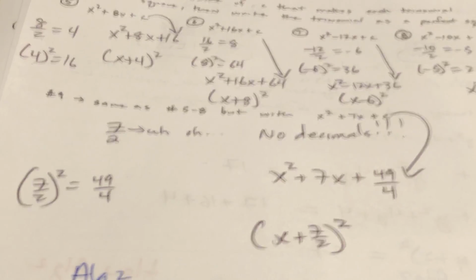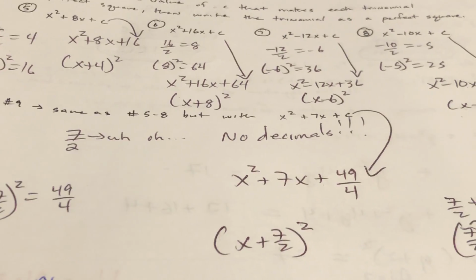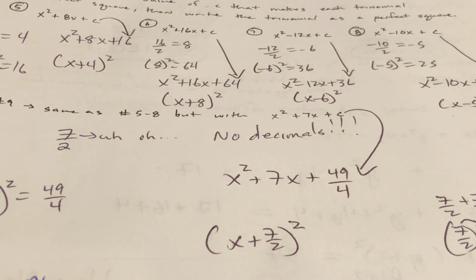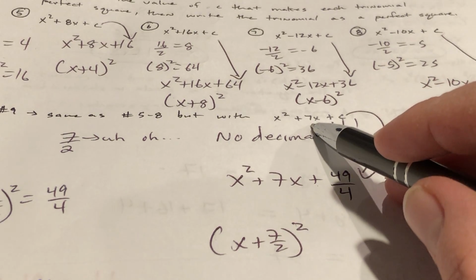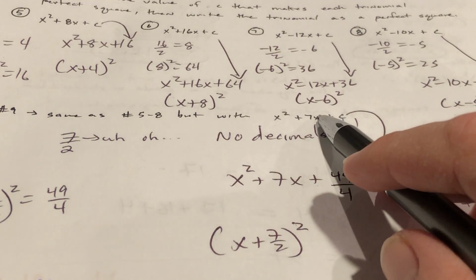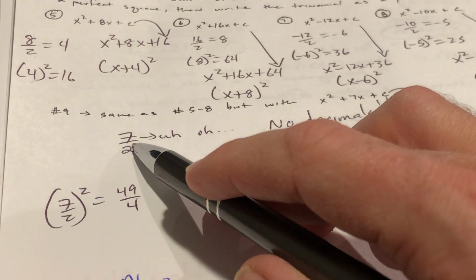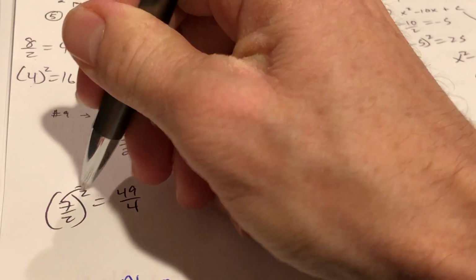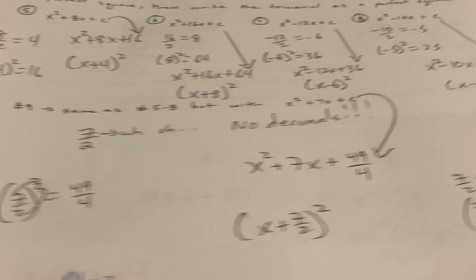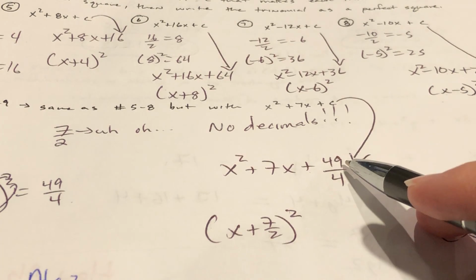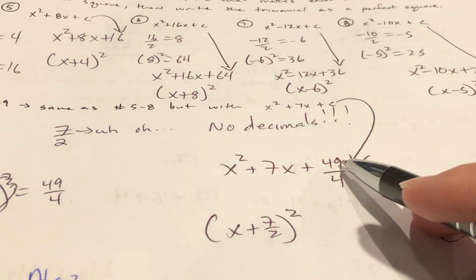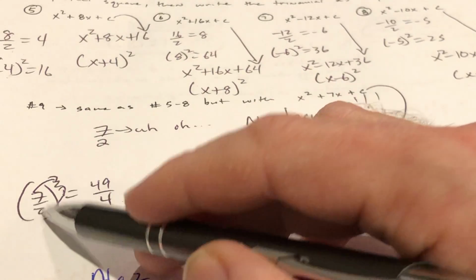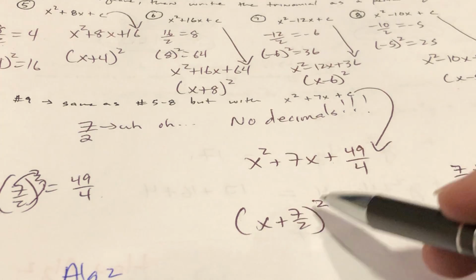Take a look at number 9. It's the same as 5 through 8, but, oh, man. Take half of 7, you get 3.5, and no decimals allowed. Half of 7 is literally just half of 7. 7 over 2. So I take 7 over 2 and I square it, which means I square 7 and I square 2. I get 49 over 4. That is c. What multiplies to 49 over 4 and adds to 7? Well, it's always half the middle term, so it's x plus 7 over 2 squared.